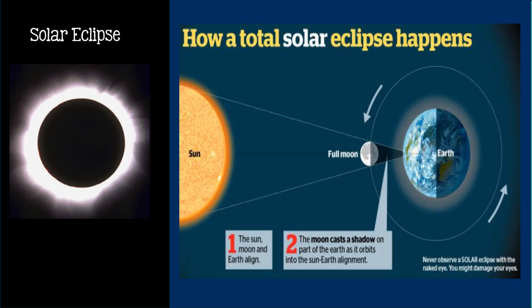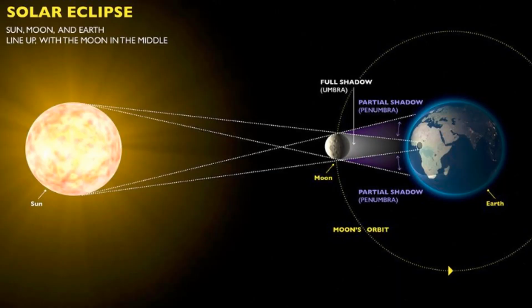Okay, this is showing us the solar eclipse right here. Again, here's the sun, the moon's in the middle, and the earth's right here. And this will actually happen during a new moon phase of the moon. That's when at night you would see no moon. So a solar eclipse occurs during a new moon.